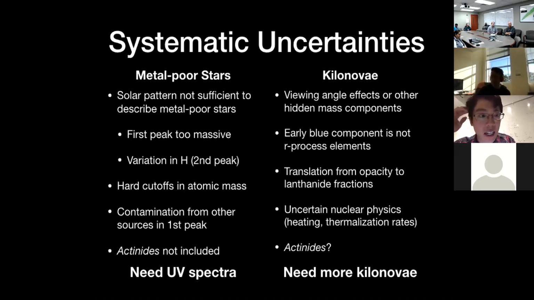But even if you just take out the blue component entirely, at that point it's much less robust in terms of the lanthanide fractions for the model. Some of them will get very high and some of them will get very low. But even the high ones usually were about 10 to the minus 2, which is still at the lower end of lanthanide fractions that we see in stars. And again, in these systematics over here, most of them, except for the H thing, are going to increase the lanthanide fractions that we infer from stars. So it's going to increase the tension between neutron star mergers, or the one neutron star merger, and what we see in metal poor stars.